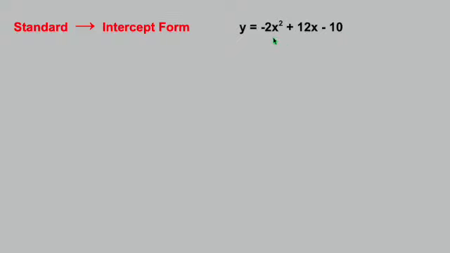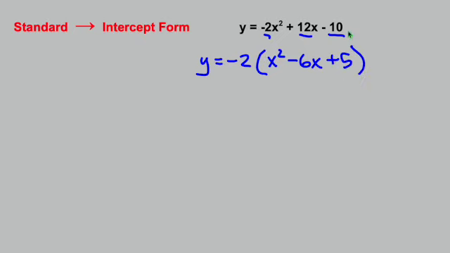So the first thing you want to do is ask yourself, well, what do all of these numbers have in common? Well, they're all even. And also we have a -2 besides being even. So what I'm going to do here is I'm going to write this as y equals, and I'm going to factor out the -2. So this will become -2 times x squared would give us -2x squared. -2 times -6x would give us that. And finally, -2 times a +5 would give us the last number, the constant.